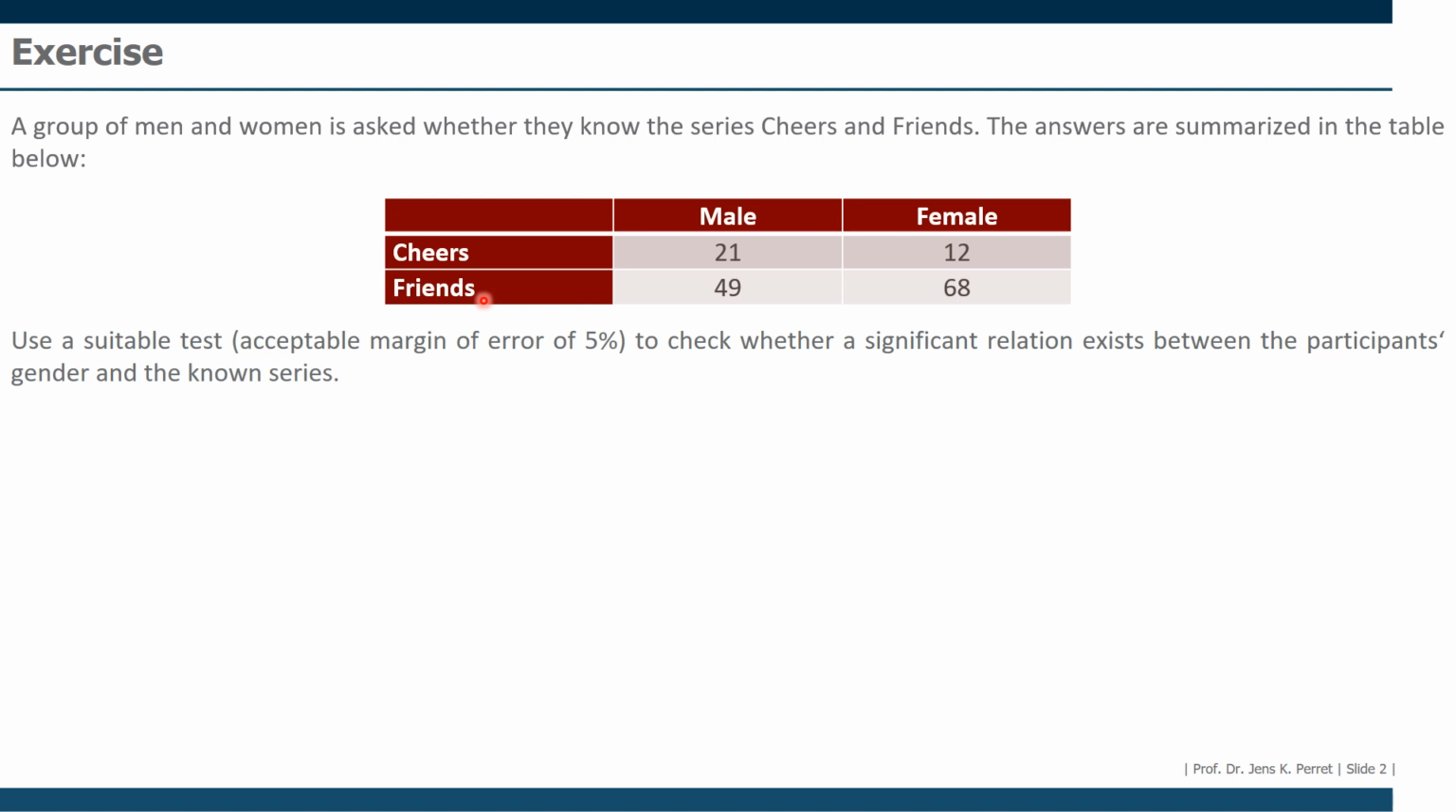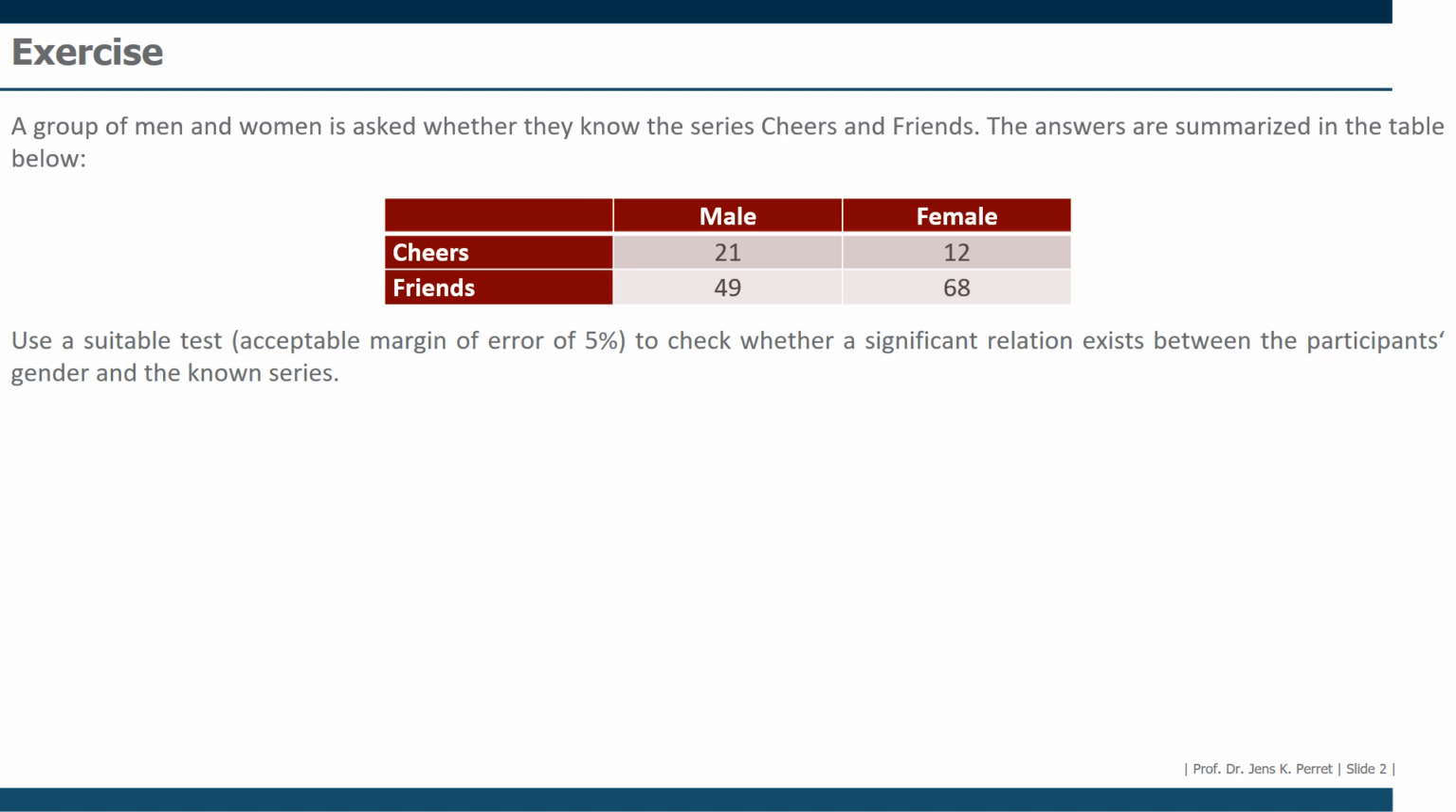Then our task in this regard: use a suitable test, with an acceptable margin of error of 5%, to check whether a significant relation exists between the participant's gender and the known series. Well, this is more or less directly what we can use the chi-square test for, because in this case we have a contingency table, which more or less invites the calculation of a chi-squared statistic.